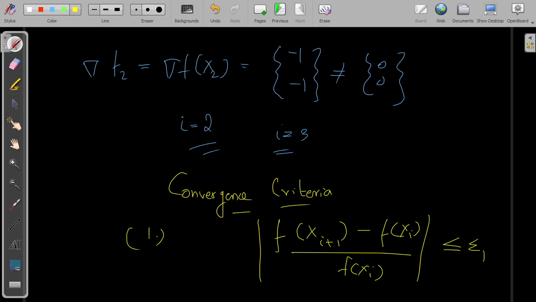That means in this case you take x2 and x1 and you evaluate f at x2 and f at x1, and you divide by f at x1. Then if it is less than or equal to a very small positive value, then you can stop.